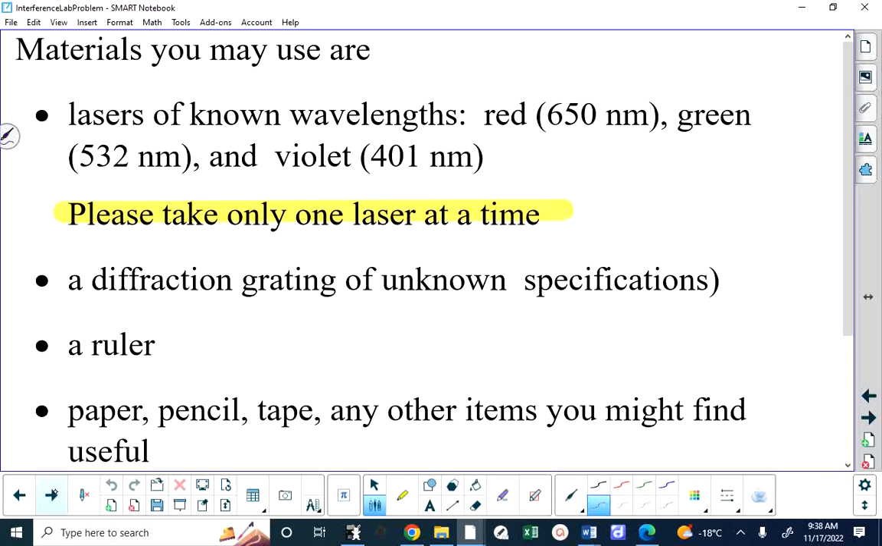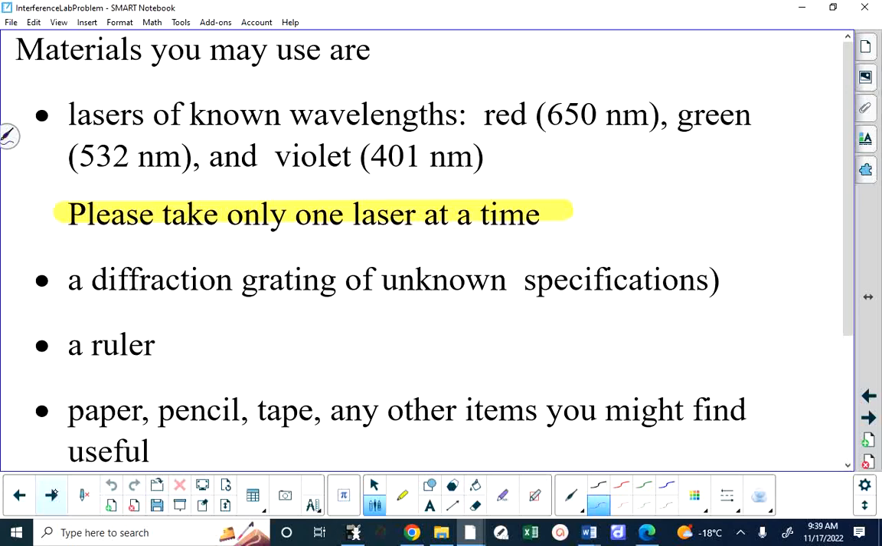You're going to have an error in your measurement on the left, and you're going to have an error in your measurement on the right. So instead, the wiser thing to do is to measure the distance between the n equals 1 dots, and then just divide by 2. Why measure two things and add them together when you can just measure the whole thing?